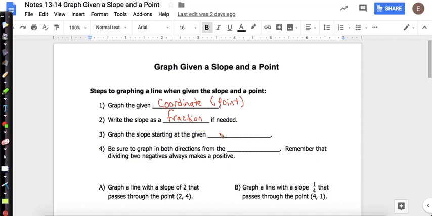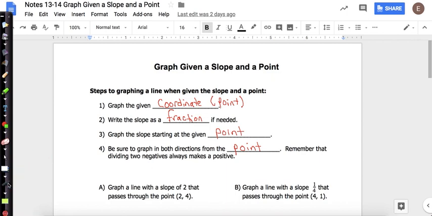Now, step 3, graph the slope starting at the given point. Be sure to graph in both directions from the point. Remember that dividing two negatives always makes a positive. So remember when we go in the opposite direction, meaning down and left, two negatives makes a positive. That's why we're able to do it.